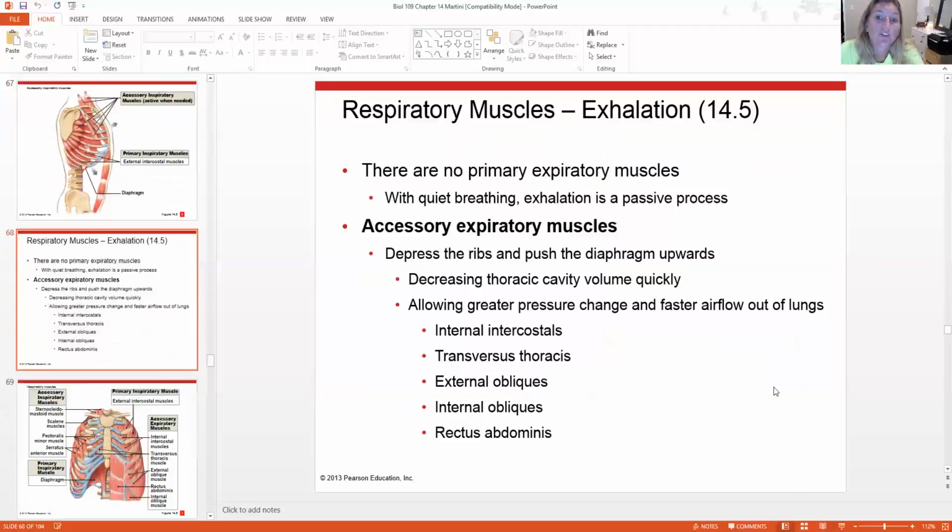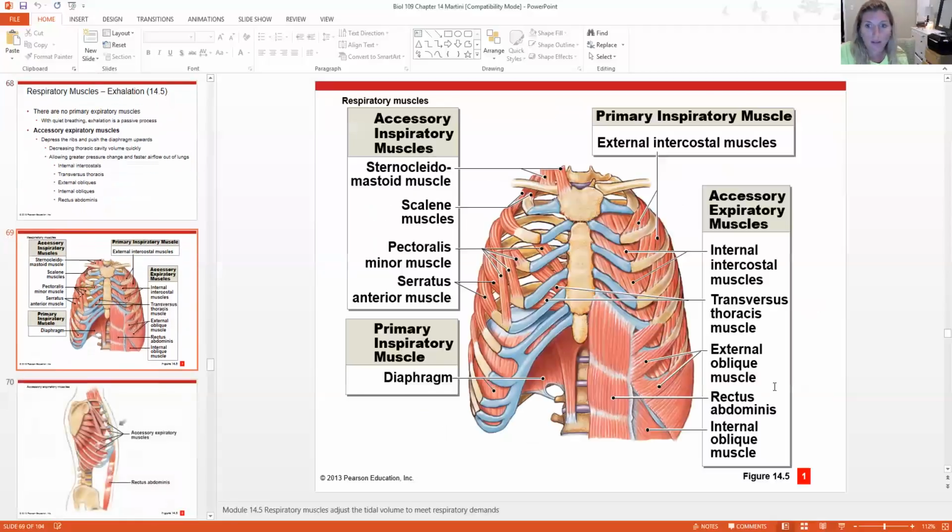Now exhalation. There are no primary expiratory muscles because in quiet breathing exhalation is a passive process. Your body naturally does it. Nothing pushes the air out. If you're forcing air out of your body, then you're going to have some accessory muscles helping with that. Things like your internal intercostals, your transverse thoracis, your external and internal obliques, and your rectus abdominis muscles all pushing up and making that thoracic cavity smaller to lower the pressure and push that air out. There are those muscles for you.